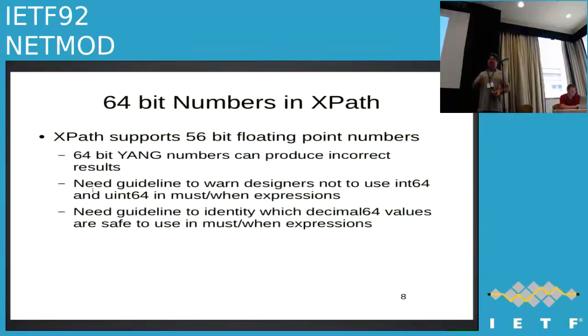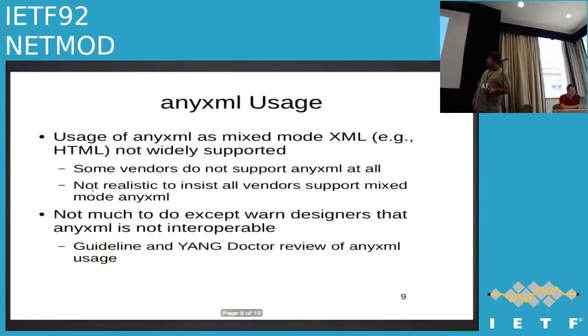64-bit numbers and XPath, this came up, and we need guidelines that say not to do this. Don't use uint64 and int64. And then there's only a range of values, I guess, that are safe in decimal64, so I'll add a guideline for that. And then it would be nice to have yangcheck flag this. So in IETF mode, it will get flagged in idnits. Next one.